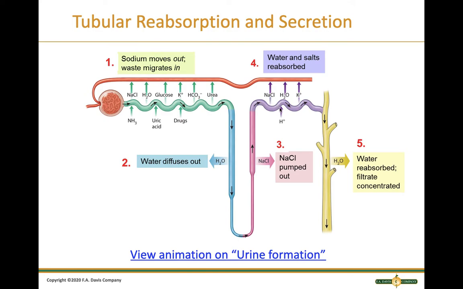In the distal convoluted tubule, water and salts can be reabsorbed. Hydrogen ions can be secreted here if needed, if we need to adjust the pH. And then in the collecting duct, water is reabsorbed. And so, depending on how much you're drinking and what hormones are present, you can reabsorb 99% of the water that is filtered out. So, that is urine formation. Next, we're going to talk about some hormones.